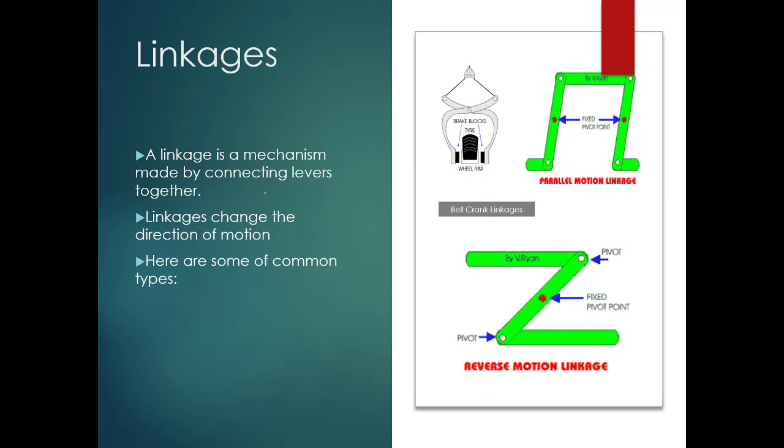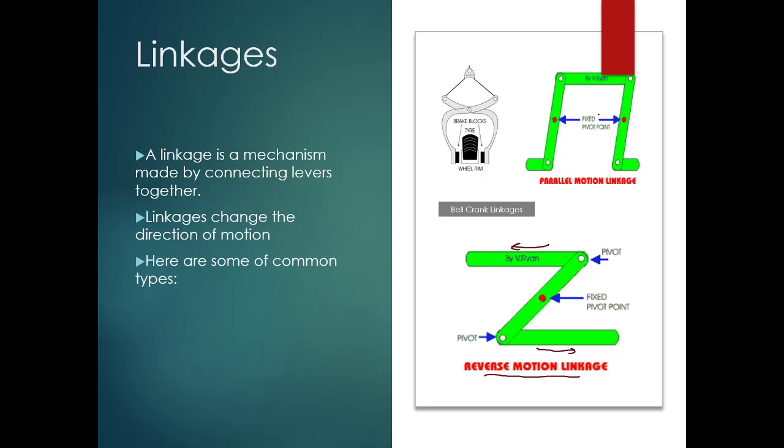Now, levers can be used in a lot of different ways. The most common way we use levers is to actually create and build linkages. A linkage is a mechanism which we create by putting together a series of levers. So if you take this example here of the reverse motion linkage, this reverse motion linkage is a simple class 1 lever because our pivot point is in the middle, and as the top arm moves to the left, the bottom arm moves to the right. So it's reversing the direction of our levers. This is used in a lot of common mechanisms.